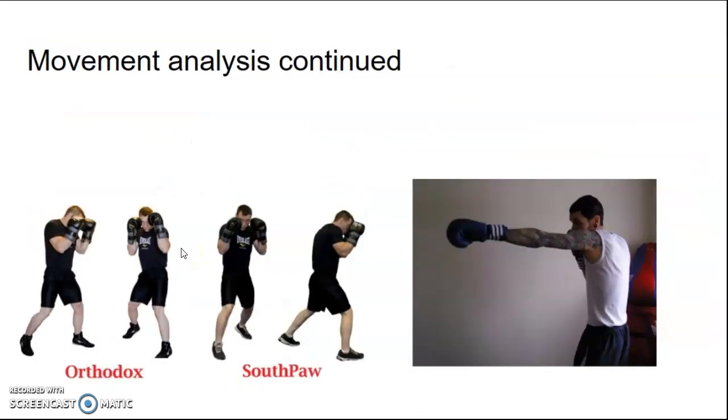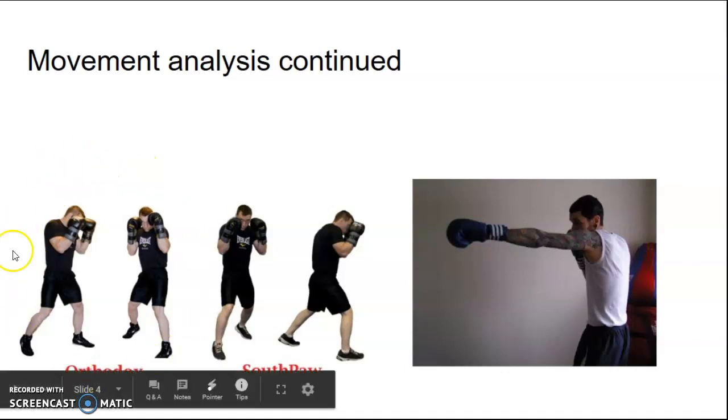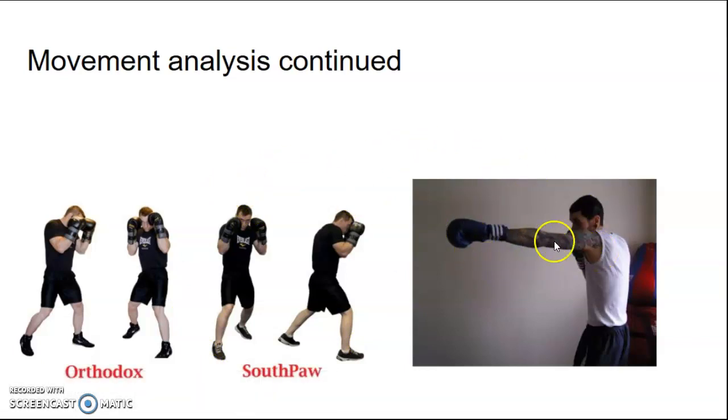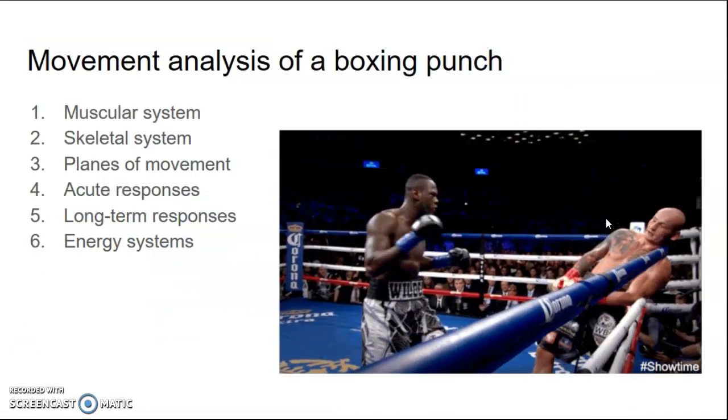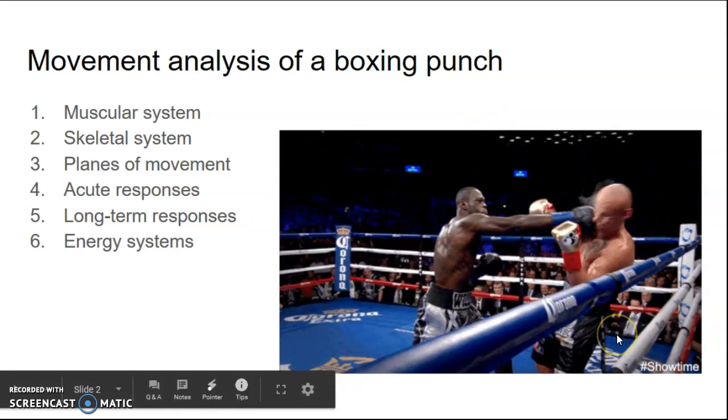Okay, so there are two different stages of a boxing punch. You have the stance, which if you are right-handed is this orthodox stance shown here. Left-handed is a reversal, which is known as a southpaw stance. And the finishing position is as demonstrated by this. Now, this is a little gif of the movement in motion.